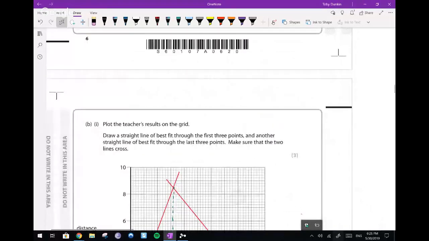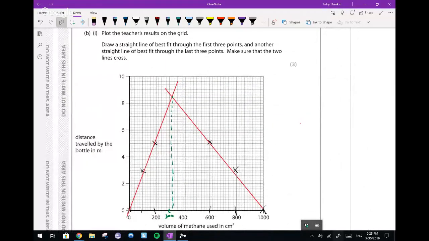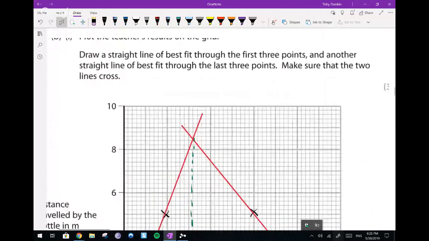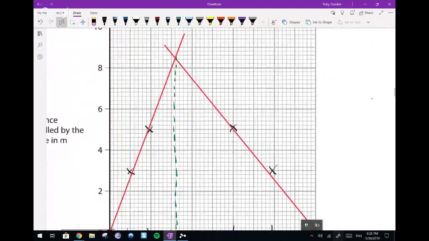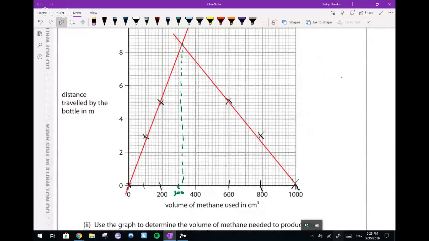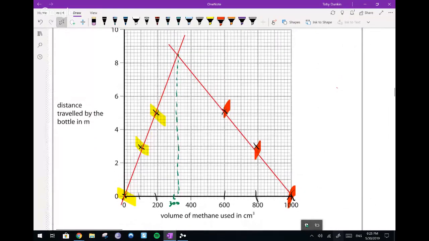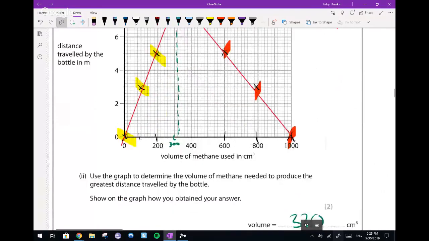Okay, they ask you to plot the graph, and they're very clear on this. They say draw the line of best fit for the first 3 points and then draw a line of best fit for the last 3 points. So you can see how I've done it. I've put on my numbers. Here are my first 3, and here are my second 3. Then I draw my lines of best fit and see where they intersect. And of course, that's going to come up later.